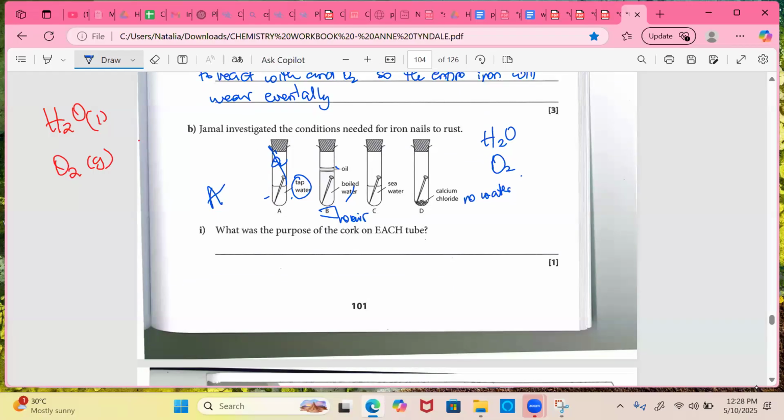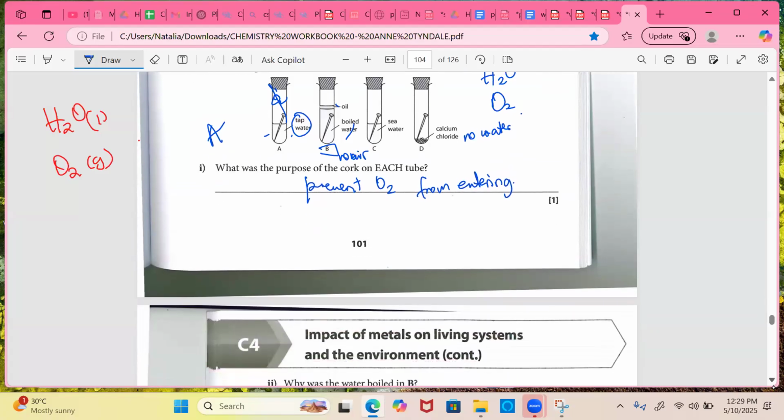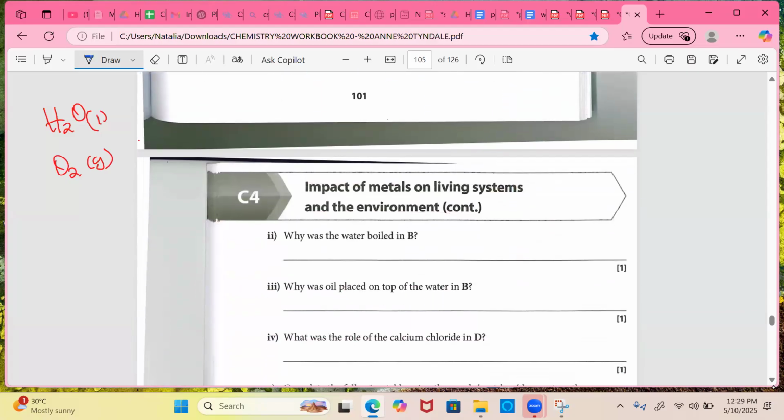Yes, miss. What's the purpose of the cork? The cork prevents air from going in, prevents O2 from entering. Then we have, why was the water boiled in B? To remove air. Why was oil placed on top of B? To prevent O2 from entering the boiled water.